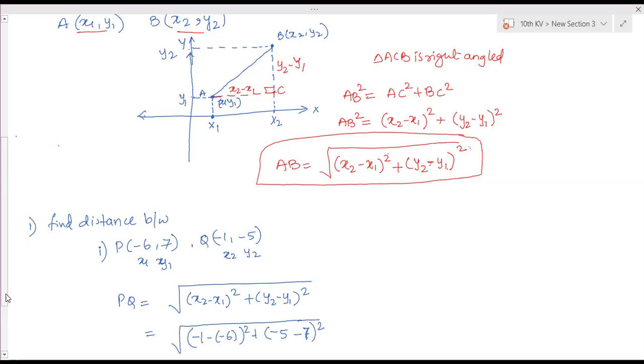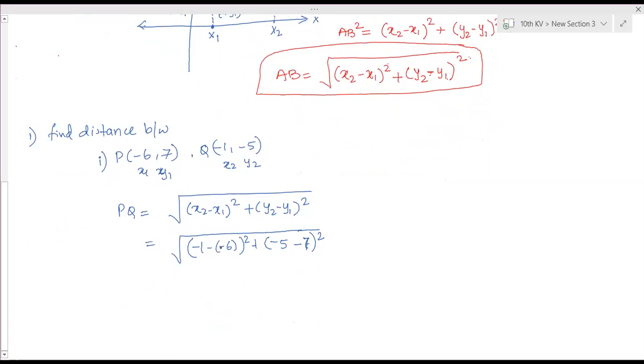So now simplify, take the square. Minus minus is plus 6. Minus 1 plus 6 is 5. 5 square is 25. Plus minus 5 and minus 7 is minus 12. Minus 12 square is 144. Square root of, so this is equal to square root of 169. And square root of 169 is 13. So 13 units is the distance between PQ.